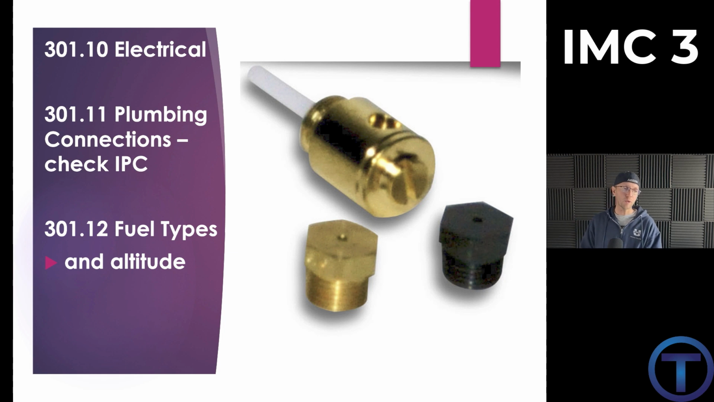So it's saying, hey, go check out the International Plumbing Code. Now, 301.12 talks about fuel types and altitude, and the fact that any appliances that are installed have to be adjusted for those things. Namely, if you're going to put in a water heater in the middle of nowhere and they have a propane system, well, you better be putting in a water heater that's propane. Same with any of the appliances. They have to be that fuel type, but also rated for the altitude.